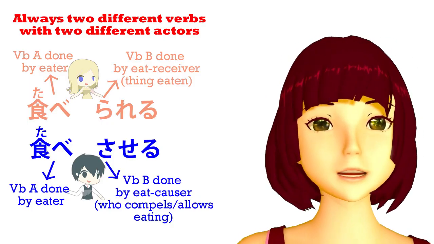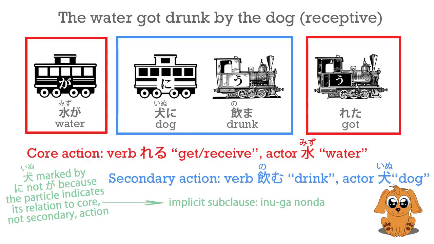Not only is it two verbs, but the two verbs always have two separate subjects. So in a sentence like Mizu ga inu ni nomareta, the water got drunk by the dog, we have two verbs, two actions, and two different actors doing the two different verbs. The main verb of the sentence, the core verb, is get, and that's being done by the water. The water is getting drunk by the dog. The secondary verb is drink, and that's being done by the dog.